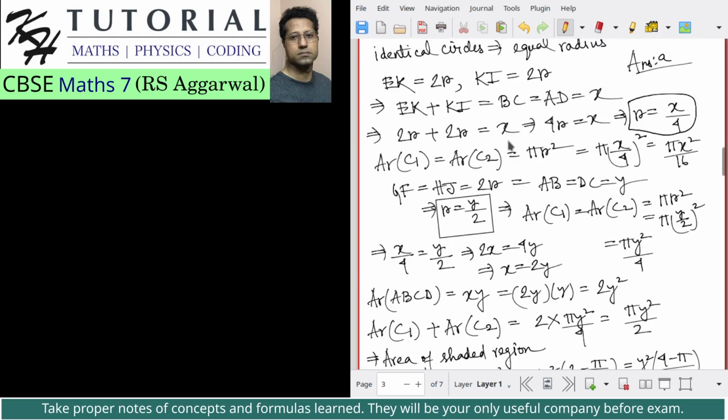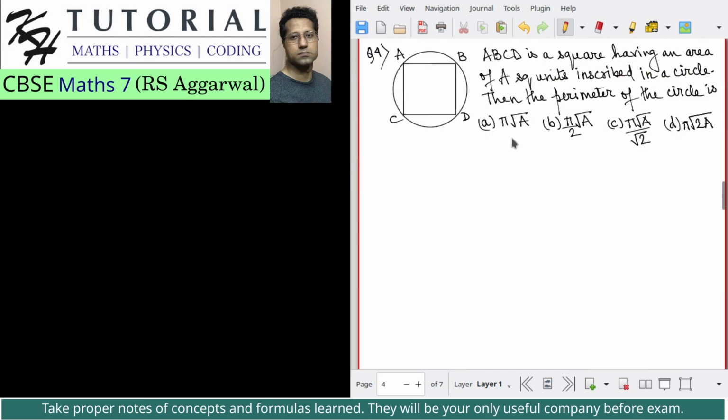Okay, let's see the next problem. Question number 4. ABCD is a square having an area of A square units inscribed in a circle. Then the perimeter of the circle is.